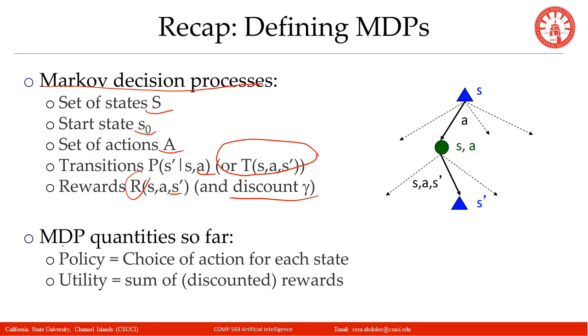And we also talked about MDP quantities so far, like the policy. We said what the policy is: the policy is a choice of action for each state in your game. And then we said what the utilities are in this problem. We said that the utility could be the sum of the rewards and also the sum of the discounted rewards for the search problem.